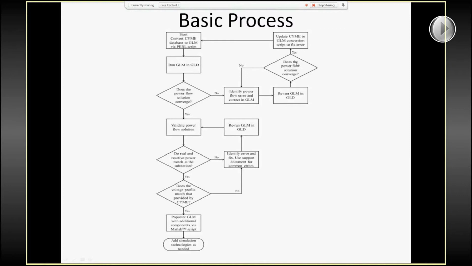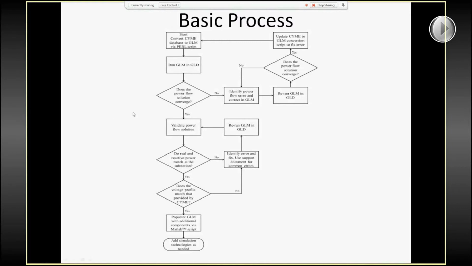We rerun it, and eventually we get a convergence. Then of course we want to update the conversion script, especially if you're going to be doing this more than once. We want to make sure that we loop this all the way around so that eventually this portion right here, does power flow converge, becomes a very easy, static, always-works type of thing.